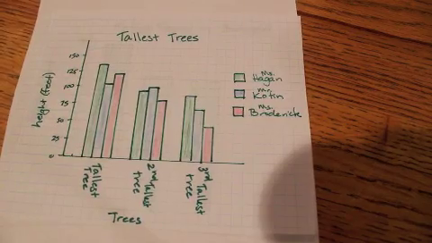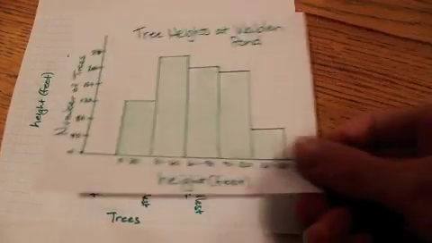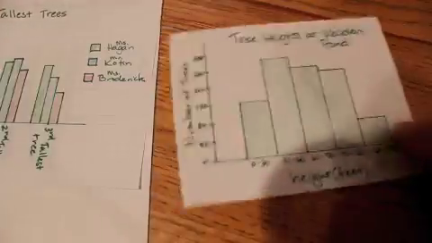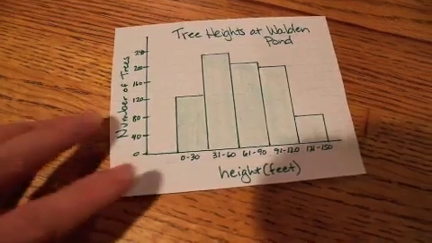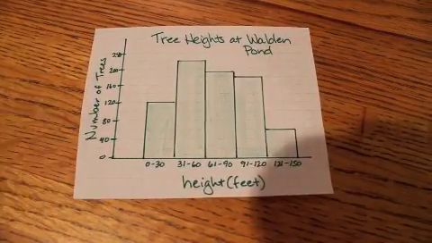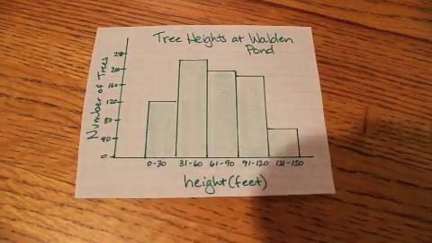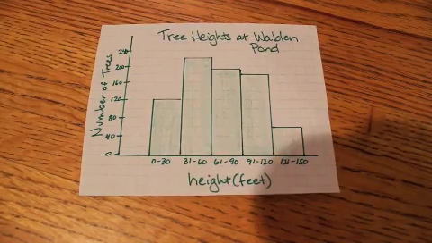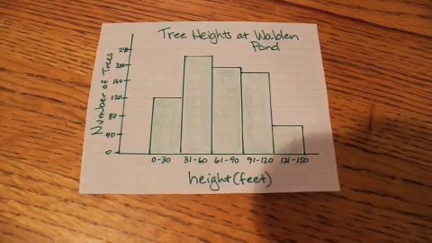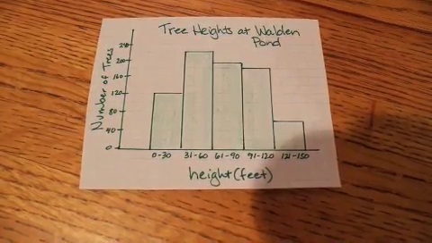This is different still from what's called a histogram. In this histogram, we can see tree heights at Walden Pond. In this example, we're not looking at individual data anymore. Individual data was what we saw in a bar graph. In a histogram, we're looking at groups of data.